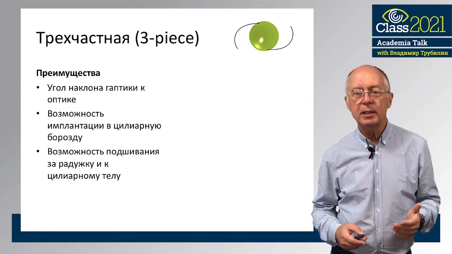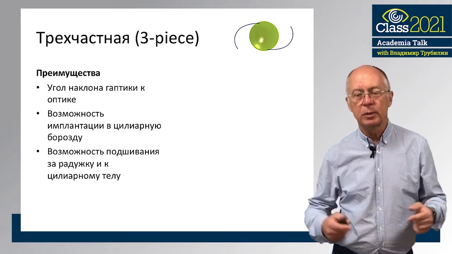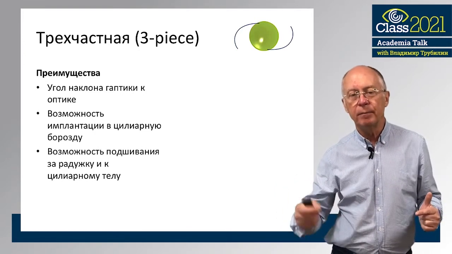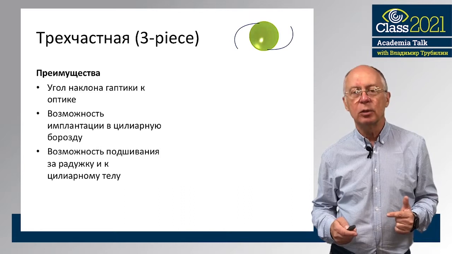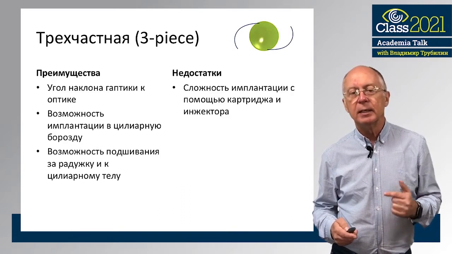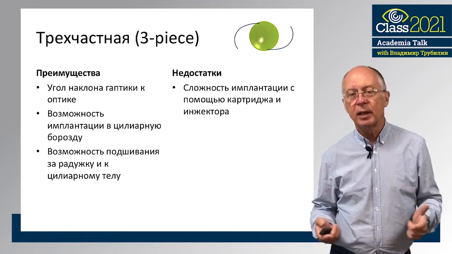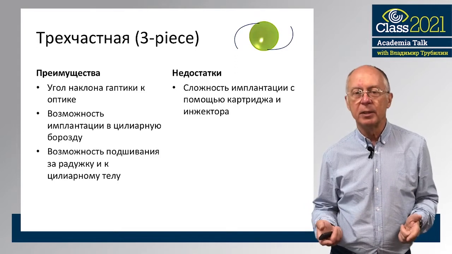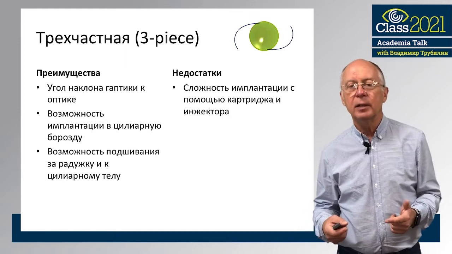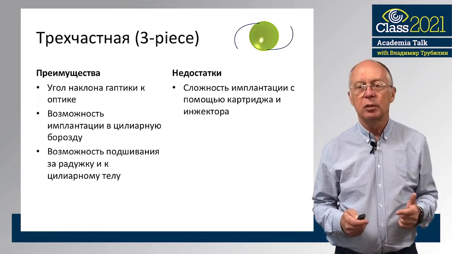Apart from that, the three-piece IOLs are easy to suture to the iris and to the ciliary body due to their rigid supporting elements, and this kind of lens is fairly easy to suture. However, the lens has certain disadvantages. It is not easy to implant this lens through the delivery system, a cartridge or an injector, due to potential damage of the haptics, a possibility of the haptic element coming out of the optic part of the lens, which can have an adverse effect on the implanting process.